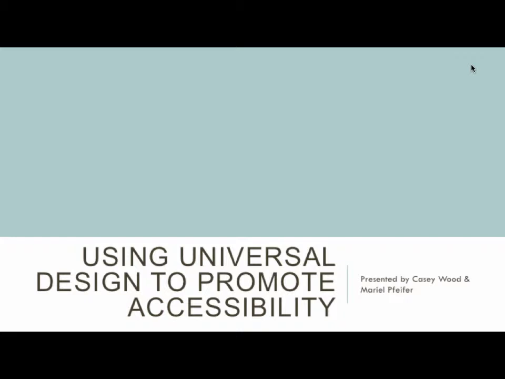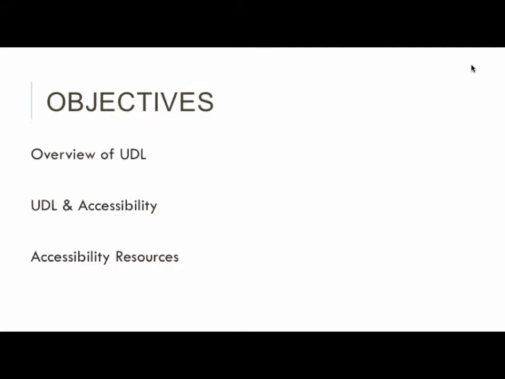And we decided to choose universal design for learning as the way to do that, because it's more of a mindset than it is how to do individual things. And with that, I guess we'll just jump into our slides. Okay. So we'll give you an overview of what UDL is, try to make a connection between UDL and accessibility, and then we'll have some resources at the end.